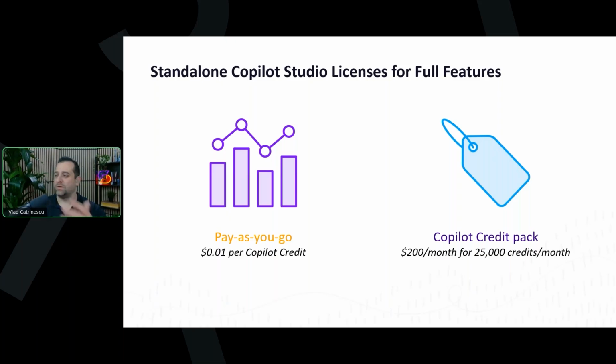And again, for the one on the right, the Copilot credit pack, you would save $50 a month, which for some enterprises might be a lot. For some of them, it might not be a lot. Of course, when we scale the usage to 100,000 users, and we're talking millions of credits per month, it makes a huge difference.